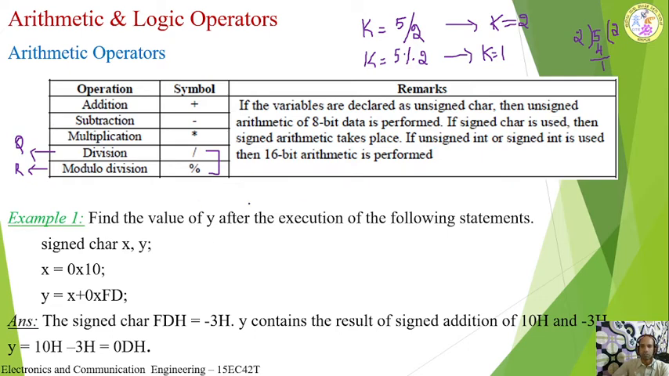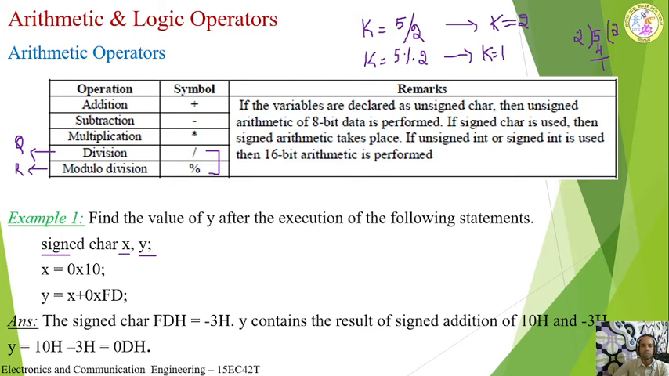We shall take some examples. Find the value of y after the execution of the following statements. I will declare two variables, signed char x and y, both of type character and signed. It may be a negative number also. So x is equal to 0x10, so number 10h will be stored in the variable x, and y is equal to x plus 0xfd.